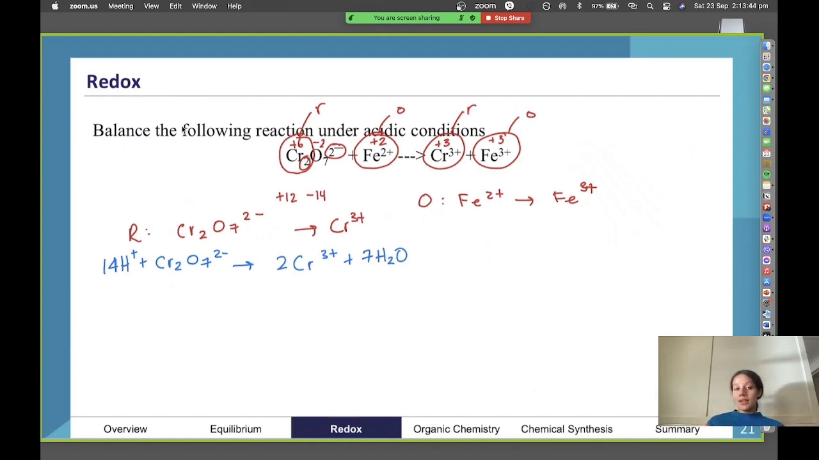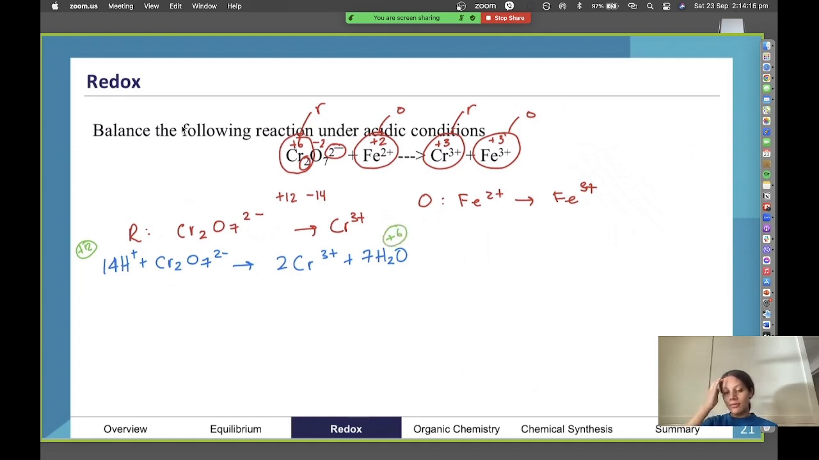Now, our last step is to balance our charges. We add up the charges on the reactant and product sides, and then add electrons to balance it out wherever we need. For our left-hand side, we have 14 H+ and then one molecule that's 2-. So that gives us a total of +12 on this side. Then on the right-hand side, we have a 3+ ion, and we have 2 of them. Water is neutral, so the total charge is +6.